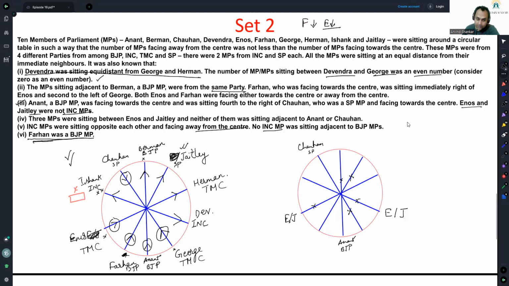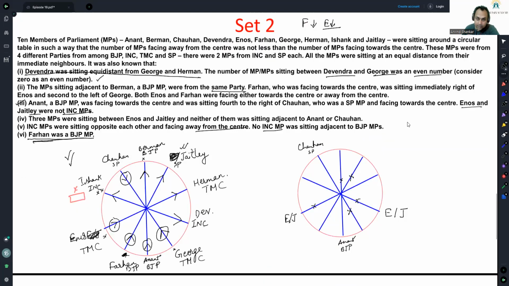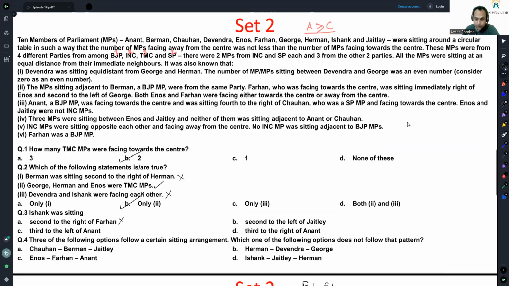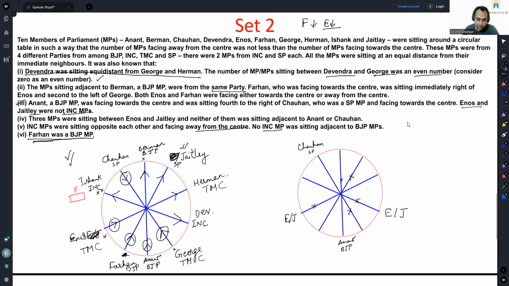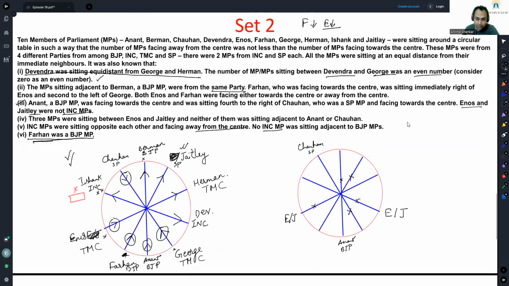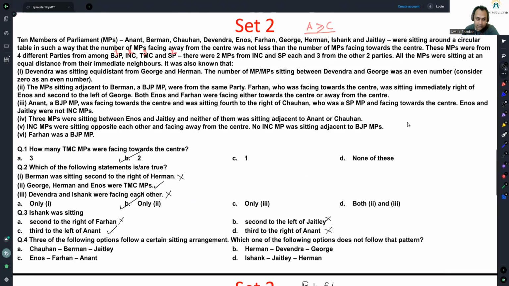Ishank was sitting second to the right of Farhan. Second to the right of Farhan is George. No. Second to the left of Jetli. Jetli is facing outside. Second to his left is Chauhan. So no. Third to the left of Anant. Anant is here. Third to his left is indeed Ishank. And third to the right of Anant. Third to his right is Herman. So no. Of course, answer has to be option C.